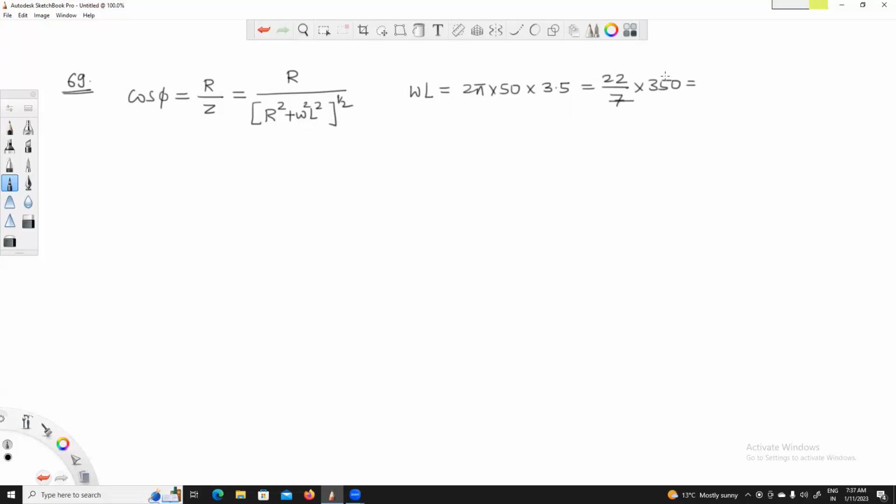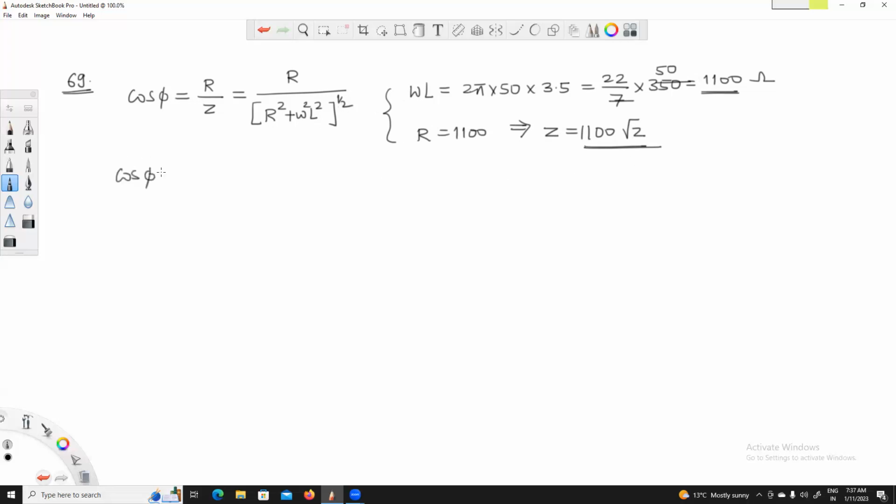So if you solve this, it would be 50. So this would be 1100. So omega L is 1100. Your R is also 1100. So as these both are the same, your Z would be 1100 times root 2, because if you square both and take the square root, you'll get 1100 root 2.